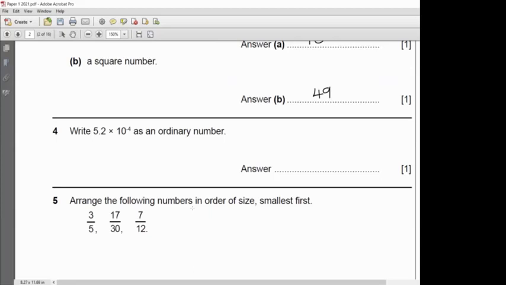So times 10 to the power of negative 4. This one, you can write it, this is 5.2. And then 10 to the power of negative 4, this is 1 over 10 to the power of 4. That means it must have 4 zeros. Okay, so here we're actually saying 5.2 divided by 10,000. Okay, and since we're dividing by 10,000, this decimal point is going to move 4 spaces to the left.